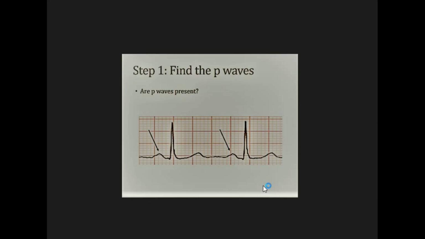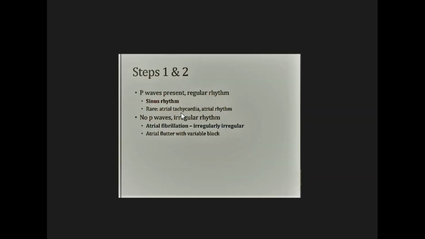Now I'm going to talk about 5 steps on how we are going to interpret an ECG. These are the basic easy 5 steps. Number 1, first of all, you have to look at the P waves. If the P waves are present, then you have to move further. Step 2: if P waves are present, then you have to look further into the rhythm of the P wave. You have to determine whether the rhythm of the P wave is regular or irregular.